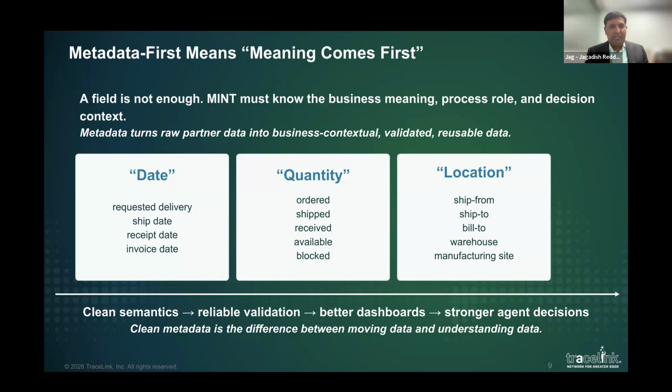Some of the examples we are putting here are dates, quantities with different order types, shipped, received, available, blocked, location, and weights. You can capture different types of weights, like net weight, tare weight, gross weight. We can have different types of taxes and different types of prices. So we have defined all this in our metadata itself. Now when someone says, I'm sending you a date field, we know what it means, and that's ingrained in our metadata itself. Anyone reading our metadata knows what information they're reading. This is where we separate ourselves from most: Mint was built metadata first. We give meaning first to whatever we are building, and then we build on top of it. That's why it's clean semantics, reliable validation, which helps us build better dashboards and then stronger agent decisions.